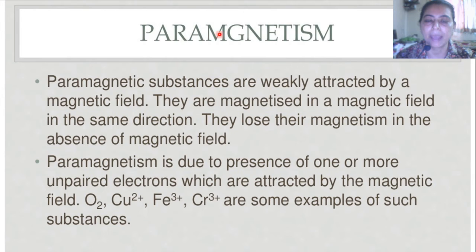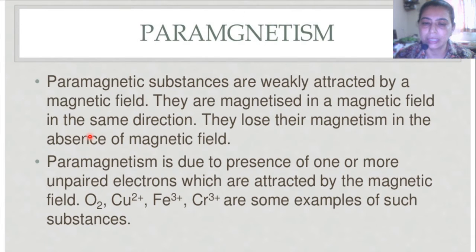Number 1, that is paramagnetism. Paramagnetic substances are weakly attracted by a magnetic field. It means when such substances are kept in a magnetic field, they are weakly attracted by this magnetic field. They are magnetized in the magnetic field in the same direction. They lose their magnetism in the absence of the magnetic field. If we keep the magnetic field, they will be magnetized, and as we remove the magnetic field, their magnetism will be lost.